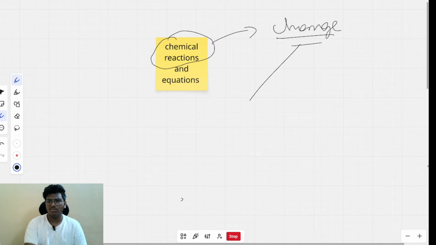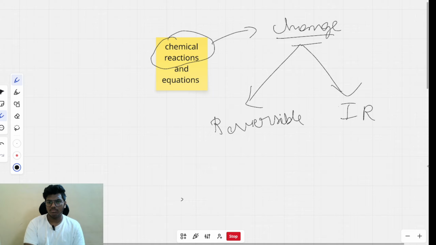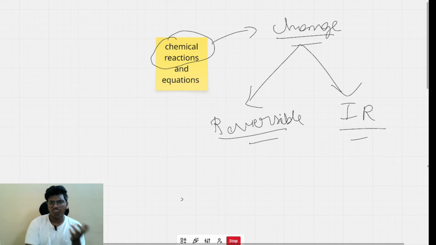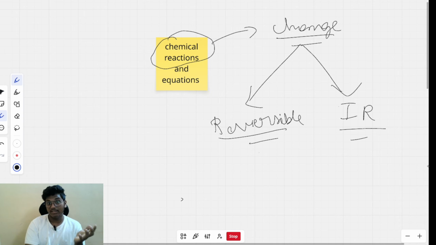If we are talking about changes, there are two types specifically. One is reversible and one is irreversible. What is a reversible change? What is an irreversible change? Specifically, a reversible change is a type of reaction in which the product can be reconverted into the reactant.